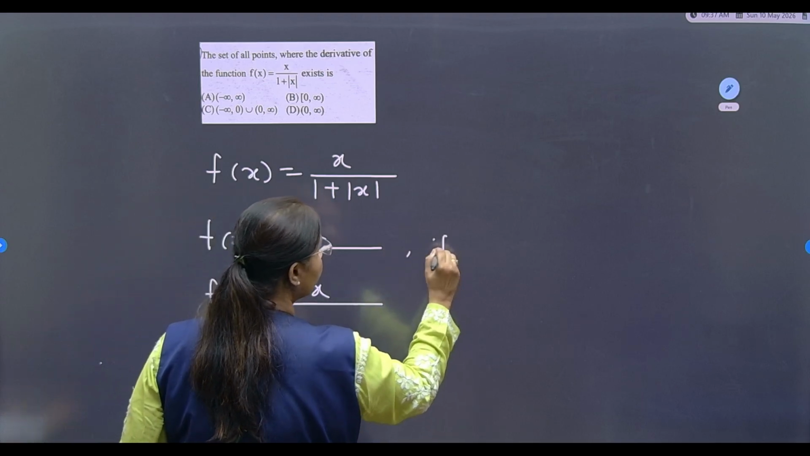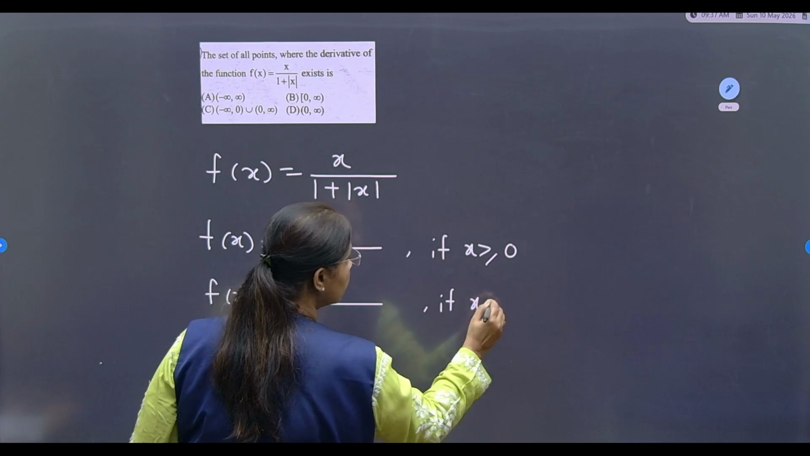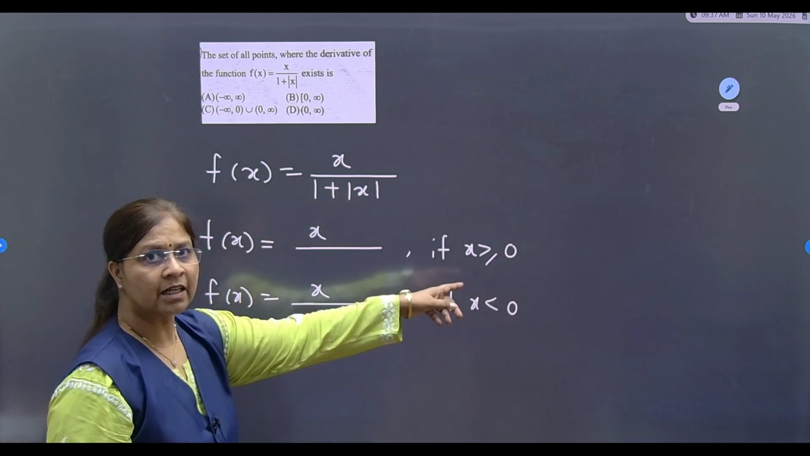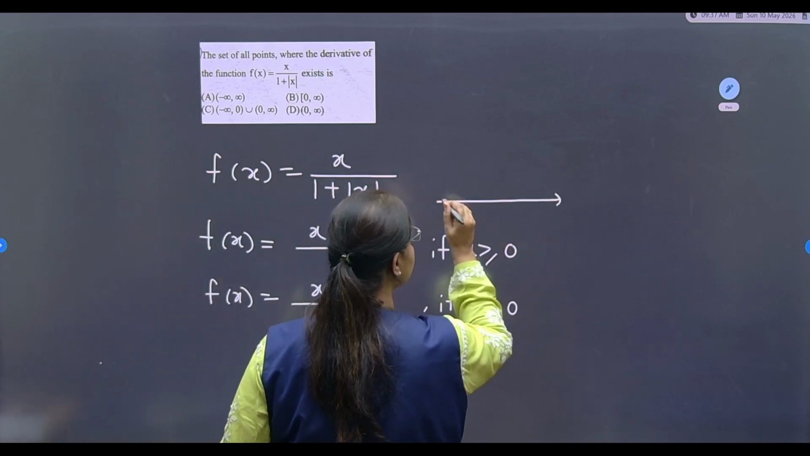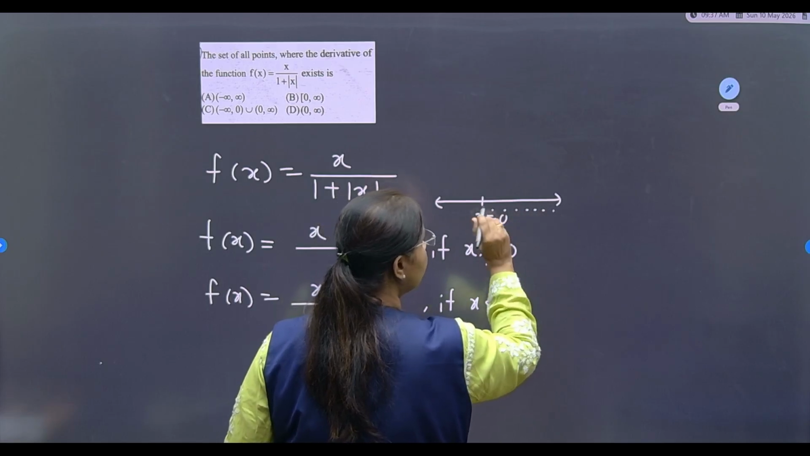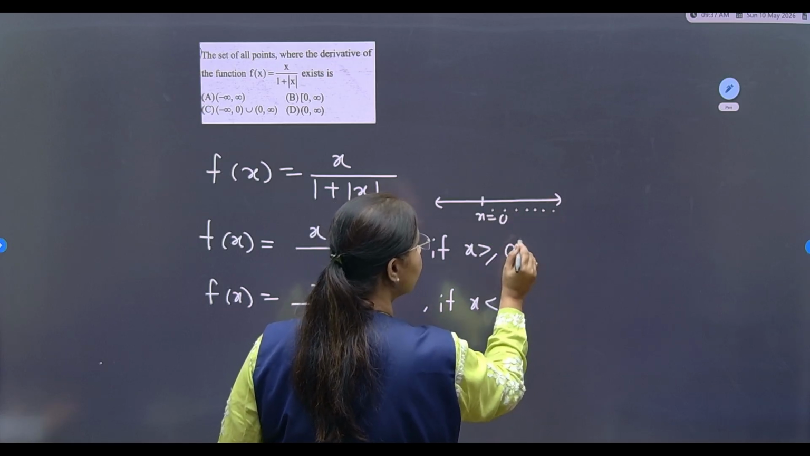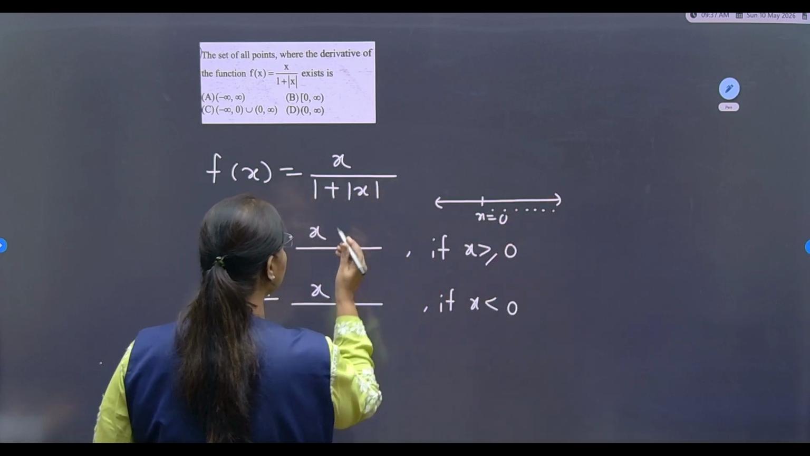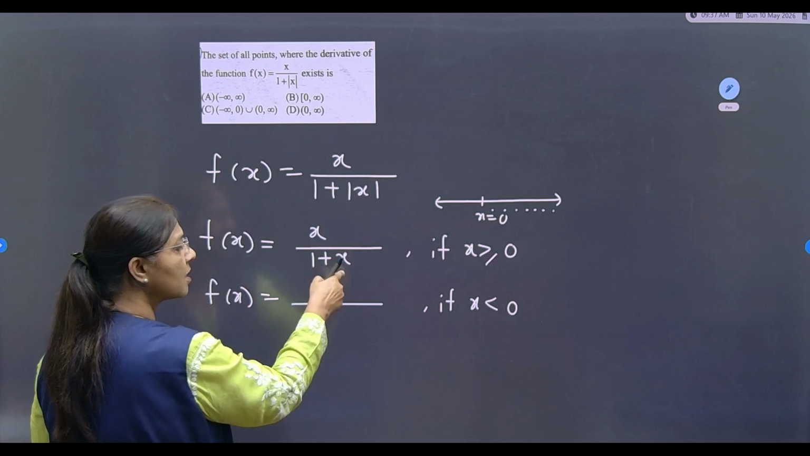First, if x is greater than or equal to 0, and second case, x is less than 0. X is greater than or equal to 0. Greater than 0, that is positive numbers. Here x is equal to 0. Then greater than 0, that is right hand value. 0 च्या पुढे जाताय तुम्ही. Okay, x is greater than 0, positive. Therefore, mod x is equal to plus x.